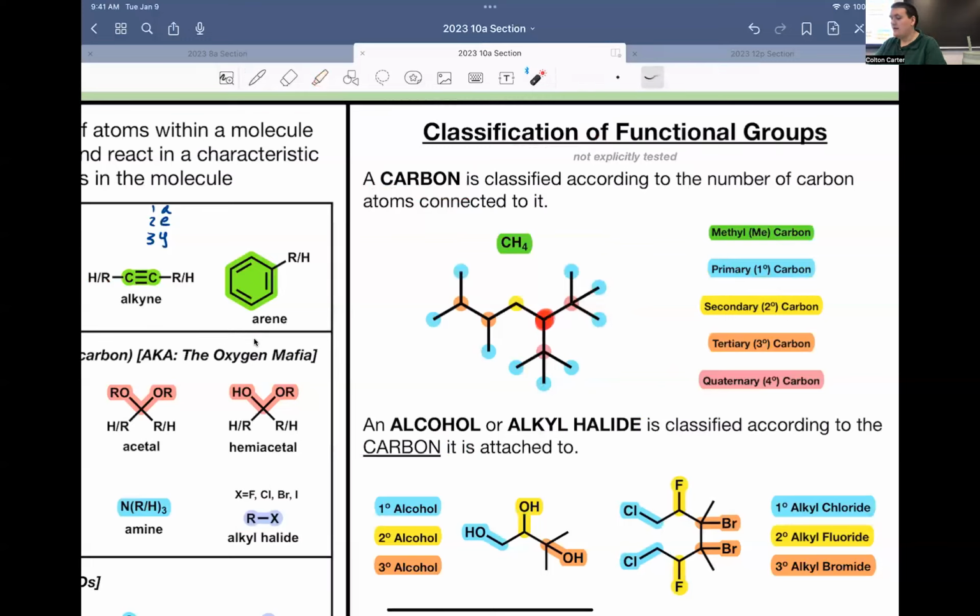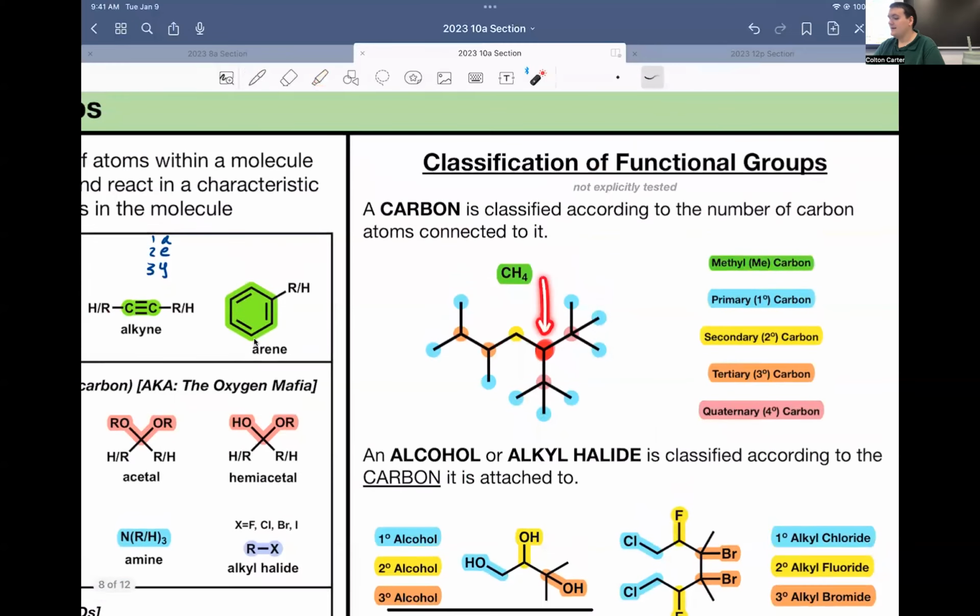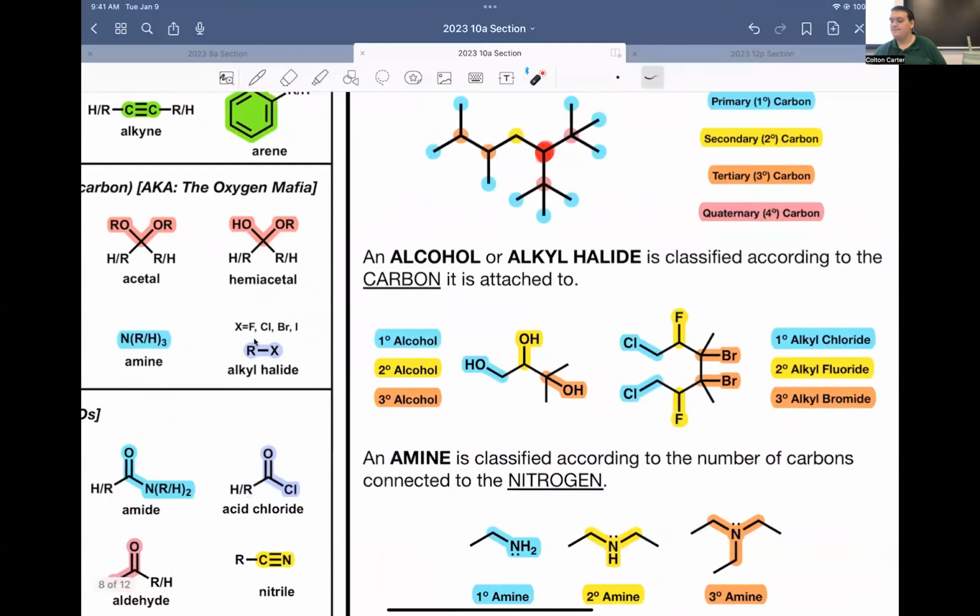But this one right here is connected to 2 other carbons, so it is a secondary carbon. This one, which I corrected here, is connected to 1, 2, 3 carbons, so it's a tertiary carbon. And we also have quaternary, same kind of pattern. It just gives us language to say some carbons are more connected and some are less. That's going to be helpful later, but for right now, take our word.